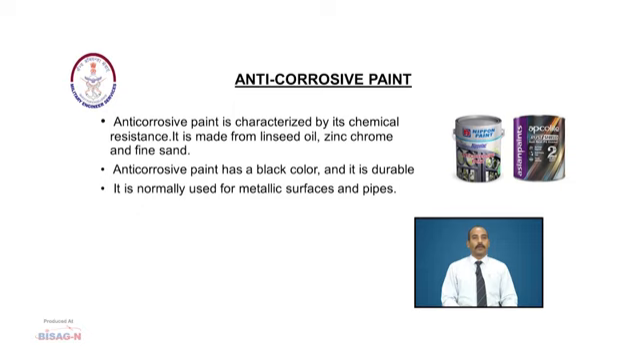Anti-corrosive paint. Anti-corrosive paint is characterized by its chemical resistance as implied by its name. It is made from linseed oil, zinc chrome and fine sand. Anti-corrosive paint has a black color and it is durable. It is normally used for metallic surfaces and pipes.